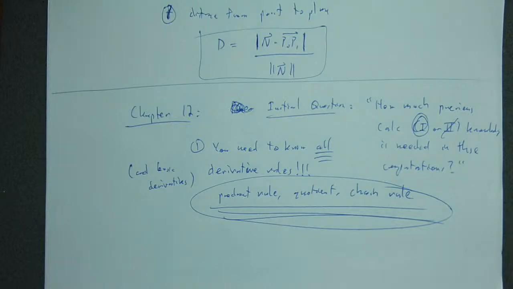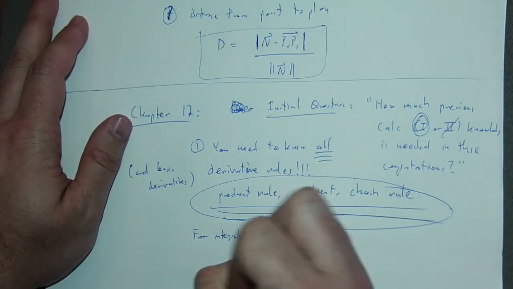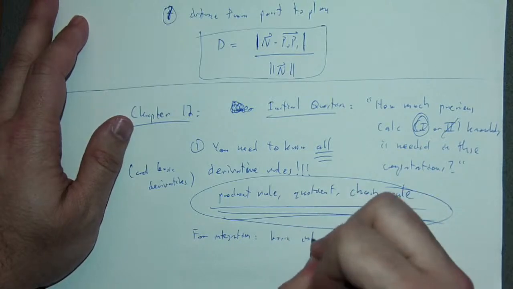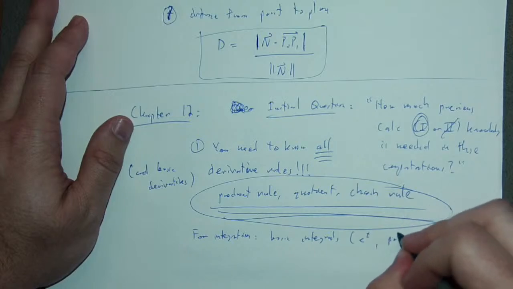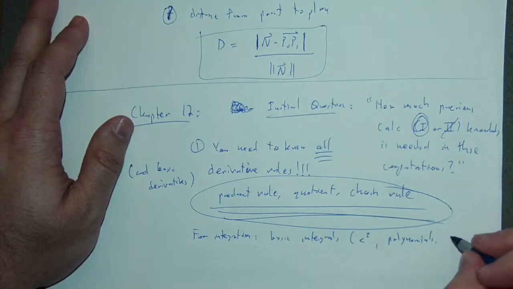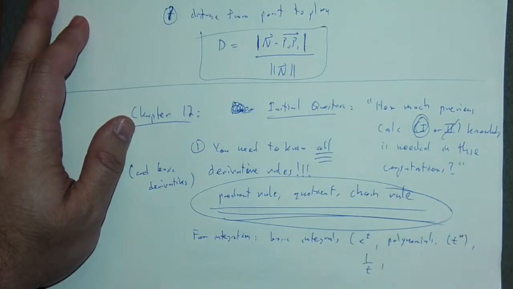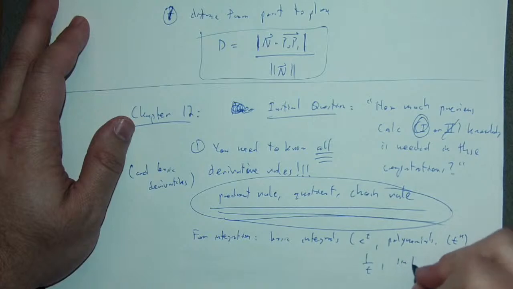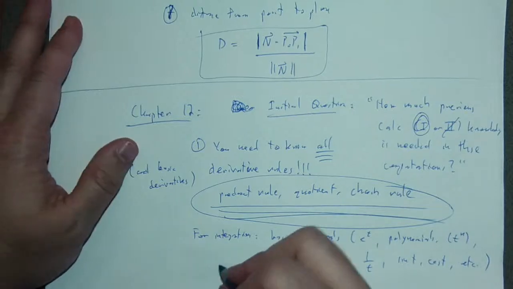Okay, all right. So you need product rule, quotient rule, and chain rule. For integration, you need to know basic integrals. So you should know the integral of e to the t, polynomials. If you know the basic integration rules, then once you know t to the n, you're good. 1 over t, of course, sine, cosine, etc. Those are the basic integrals. You should know basic integral rules.